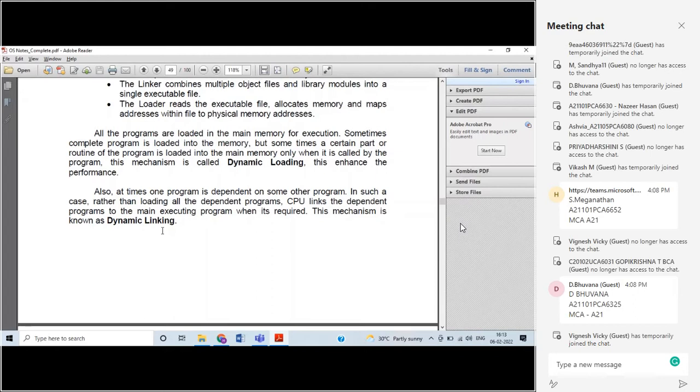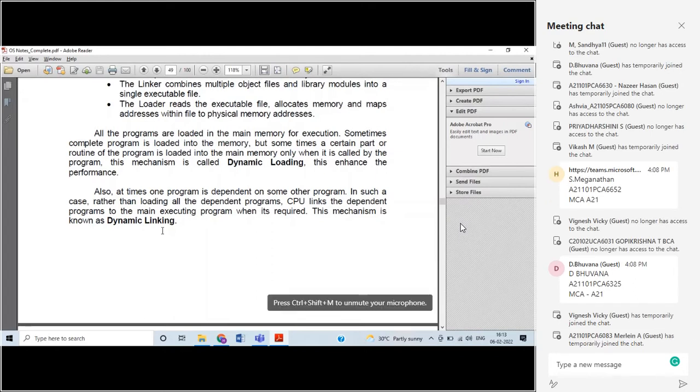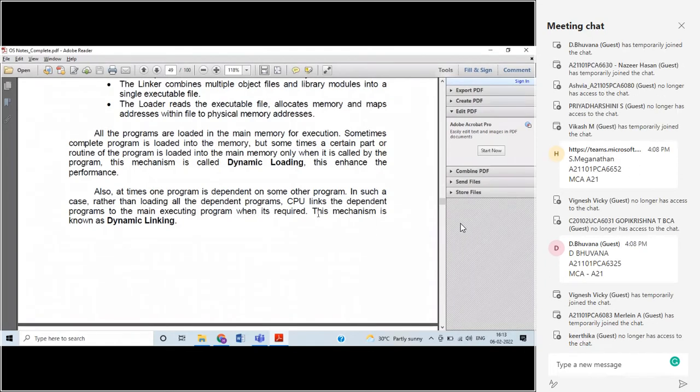And what do you mean by dynamic linking is the same concept only. At times one program is dependent on some other program. So in such a case, rather than loading all the dependent programs, the CPU links the dependent programs to the main executing program when it is required. This mechanism is known as dynamic linking.